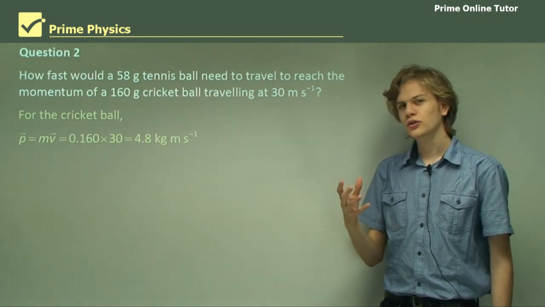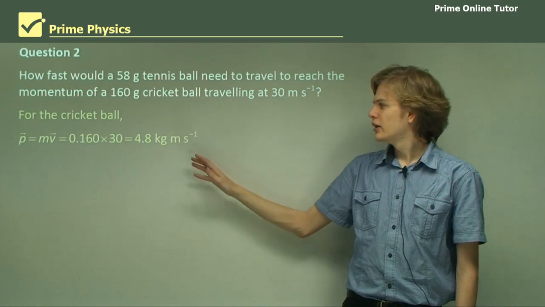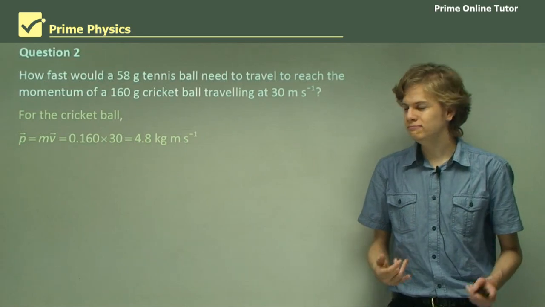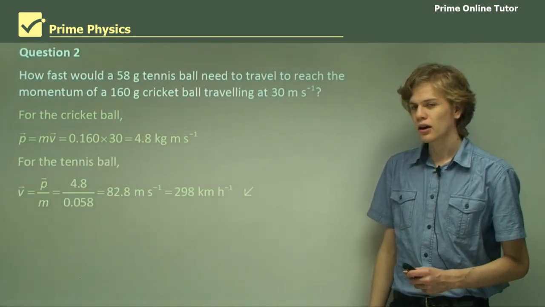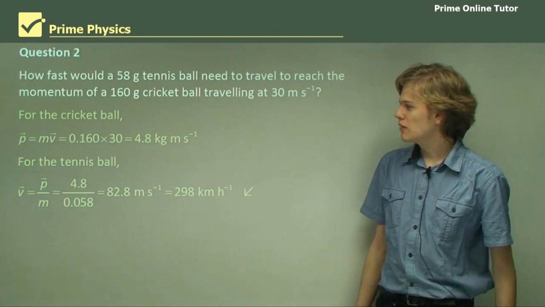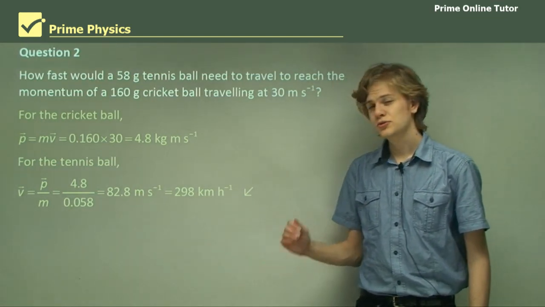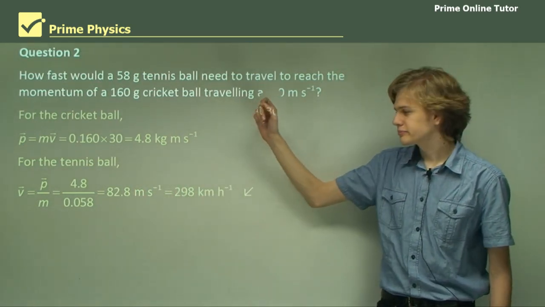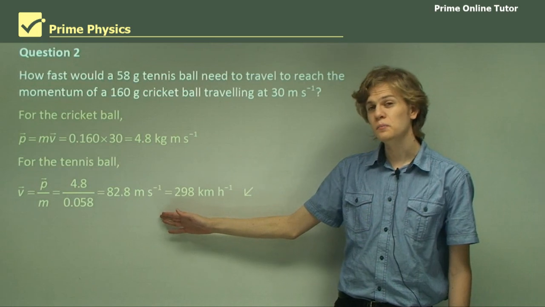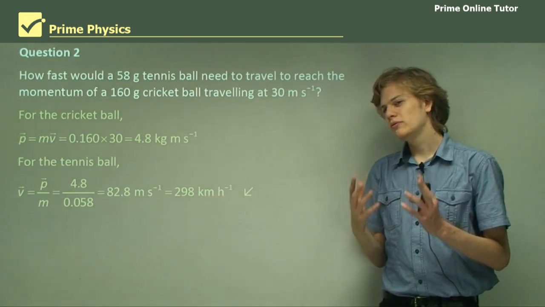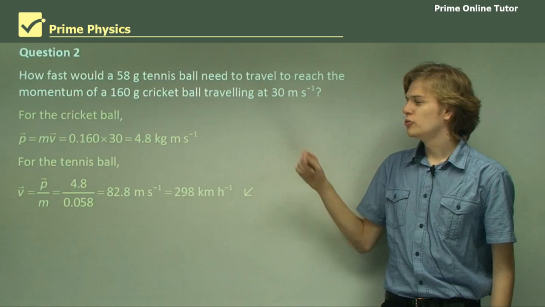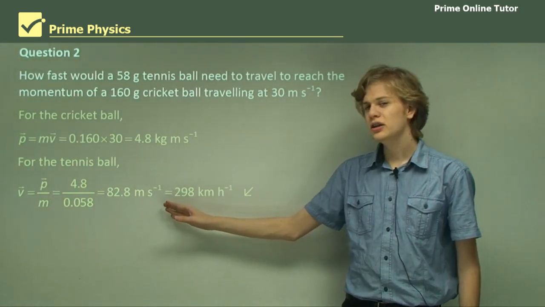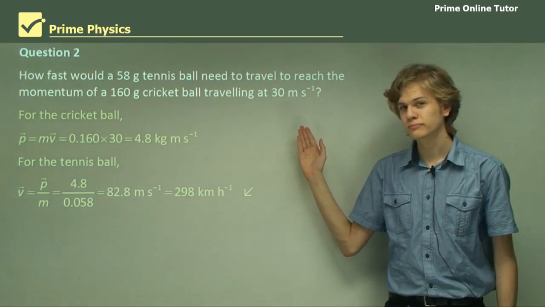So how fast would we need the tennis ball to go in order to reach 4.8 kilogram meters per second of momentum? Well, rearranging p = mv, we have v = p/m, and substituting in the numbers of 4.8 kilogram meters per second, 58 grams, we end up with 82.8 meters per second, which intuitively makes sense. The cricket ball is about 3 times heavier than the tennis ball, and so the final speed is about 3 times faster than the cricket ball.